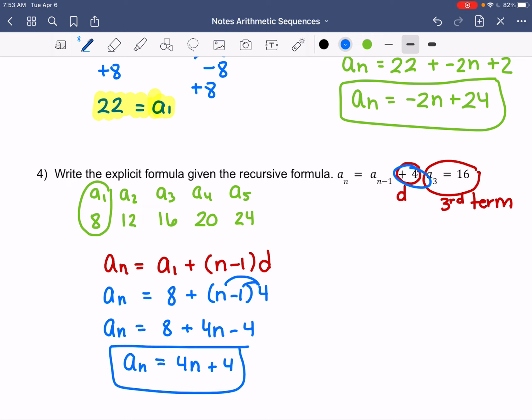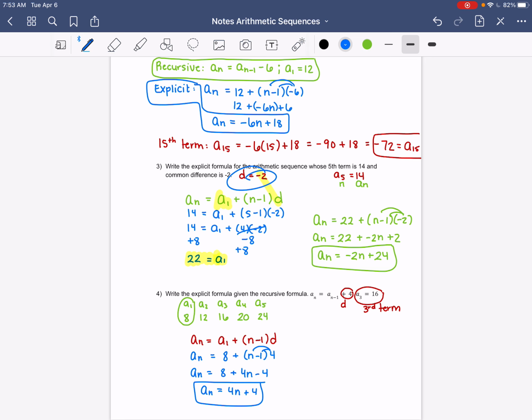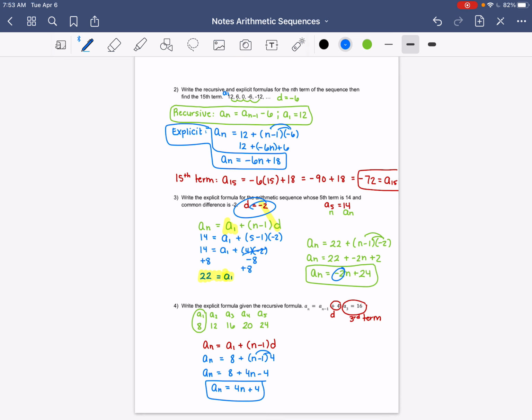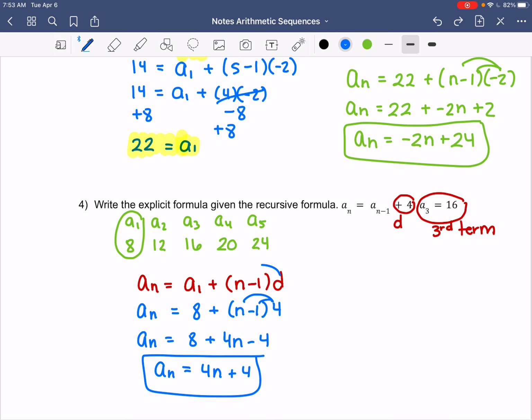So the common difference is 4. That's always going to be in front of your n. So like if you look at our examples here, the common difference is the number in front of n. Here our common difference was negative 6. That's in front of n. So your common difference is always going to end up in front of your n when you distribute.